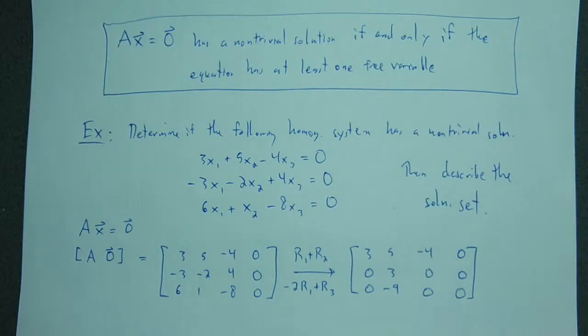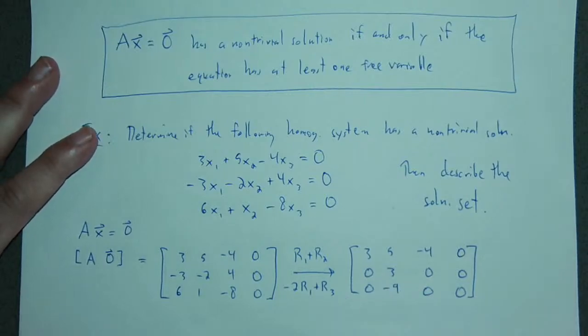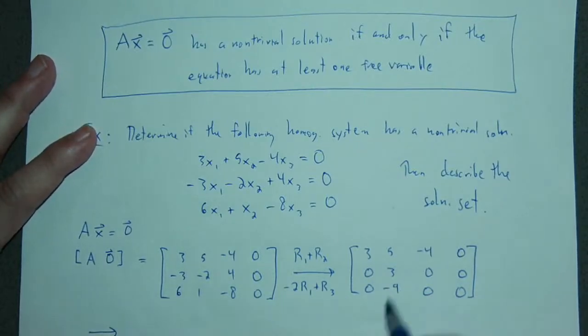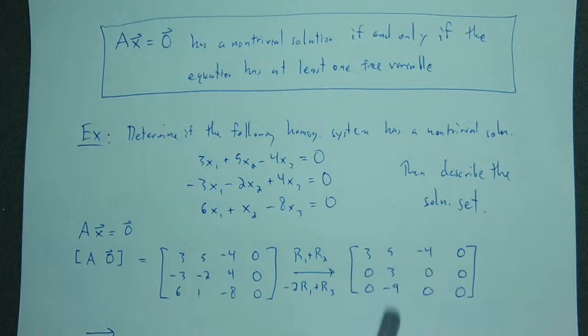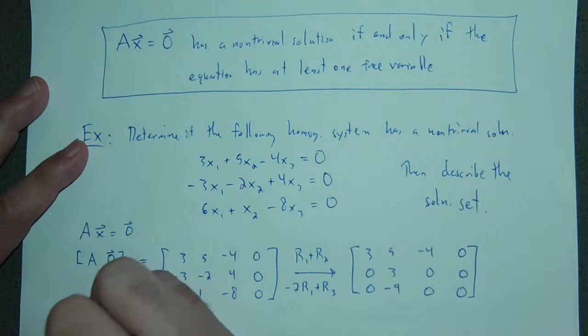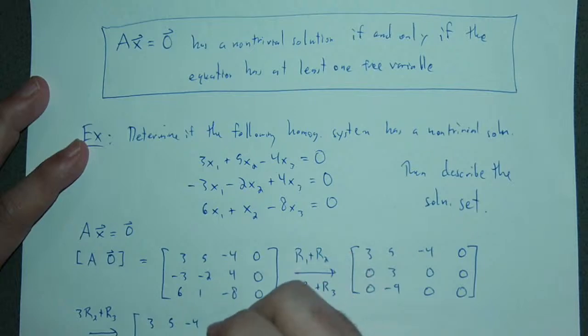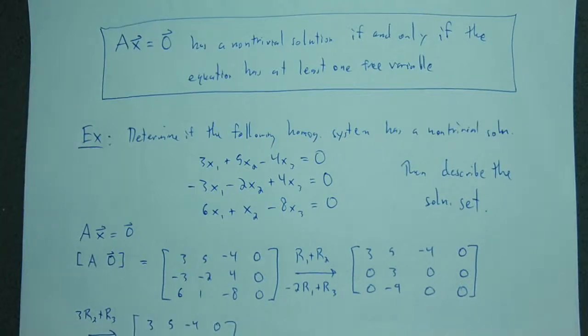Okay, so this is pretty nice. I can then add 3 times row 2 to row 3 to zero out the last row entirely. So 3 times row 2 plus row 3 leaves me with 3, 5, minus 4, 0, then 0, 3, 0, 0, and then 0, 0, 0, 0. So I've zeroed that out entirely.